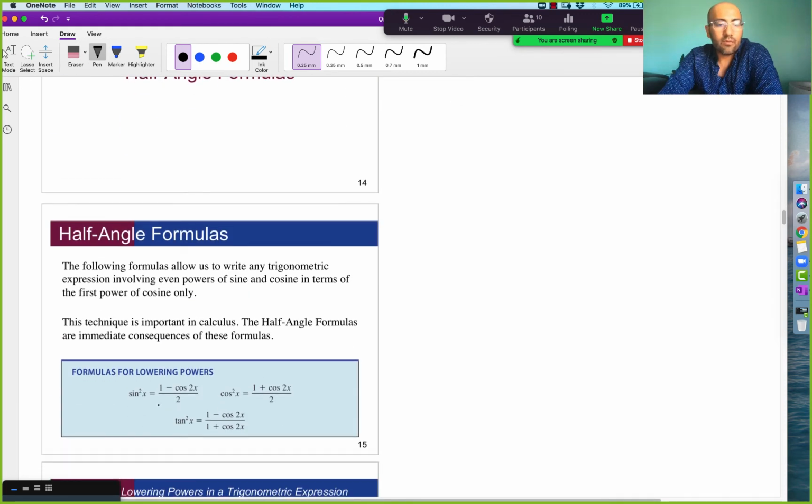And then we can do a similar thing with the other version of the cosine 2x function. We also know that cosine 2x is equal to 1 minus 2 sine squared x. That's the other double angle formula for cosine. And then again, if we solve for sine squared, we end up with cosine 2x minus 1 equals negative 2 sine squared x. Divide everything by negative 2.